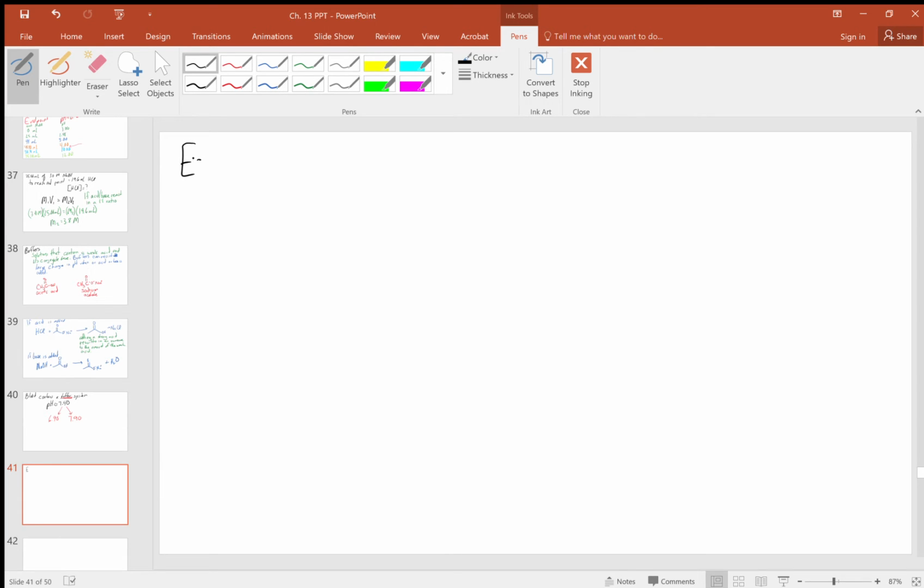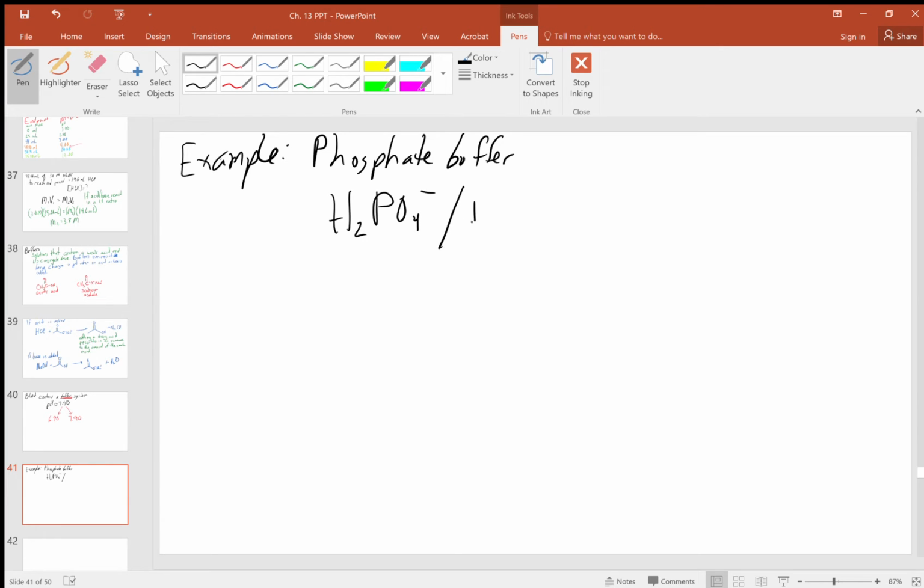So let's look at an example of that. And the example we could look at is a phosphate buffer. Phosphate buffer is commonly made up of hydrogen phosphate and dihydrogen phosphate. Which one's the acid and which one's the base? With acetic acid, it was pretty easy to figure out because it has the word acid in its name. But here they don't. Well, if you think about the definition of acid and base, acid being a proton donor, then the compound that has more hydrogens is going to be our acid, and the one with less should be our base.